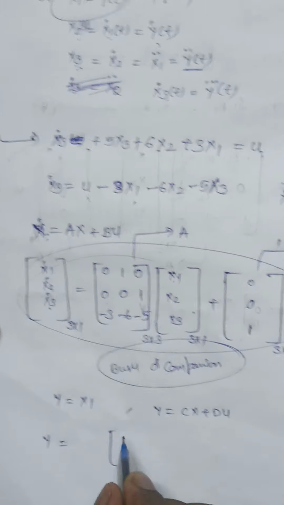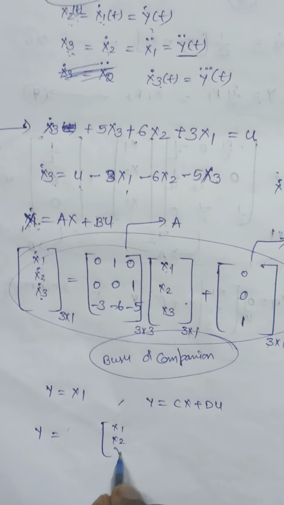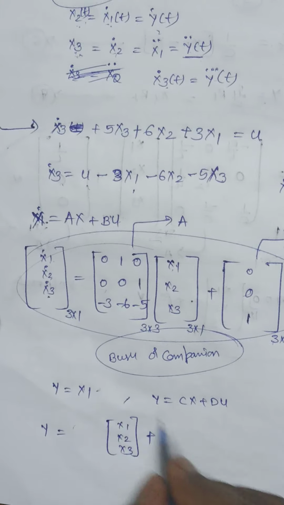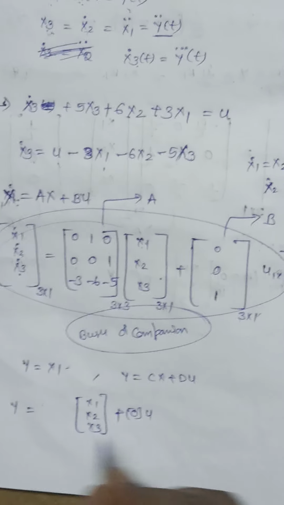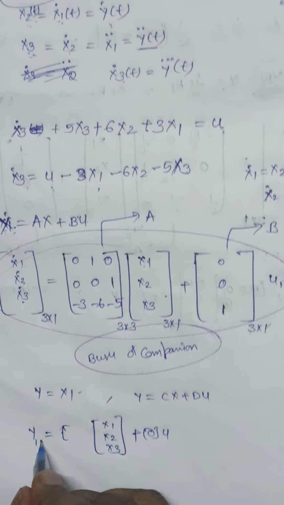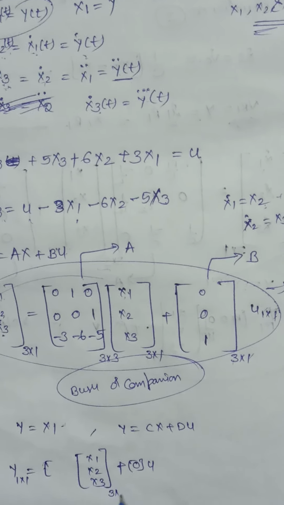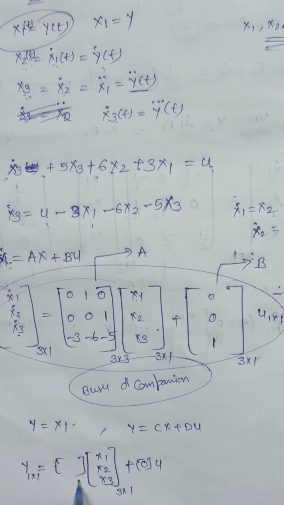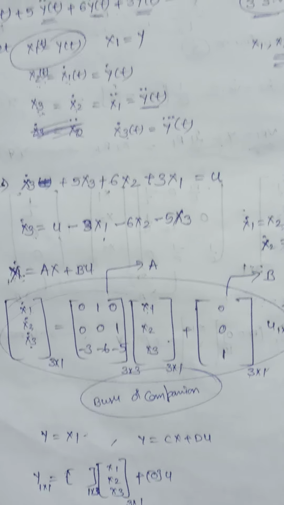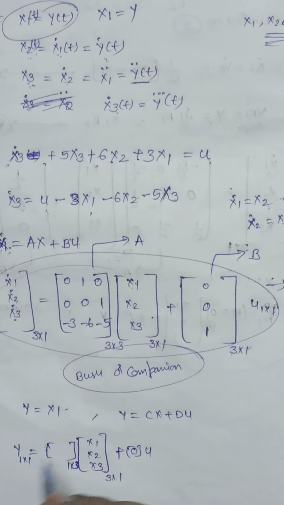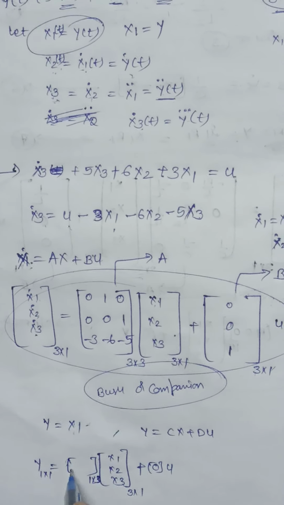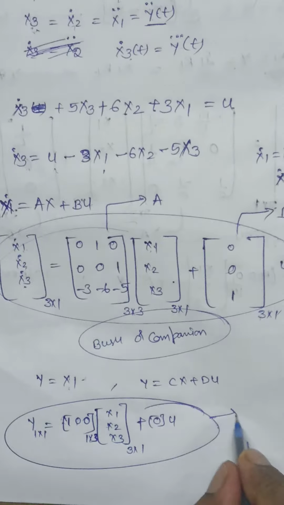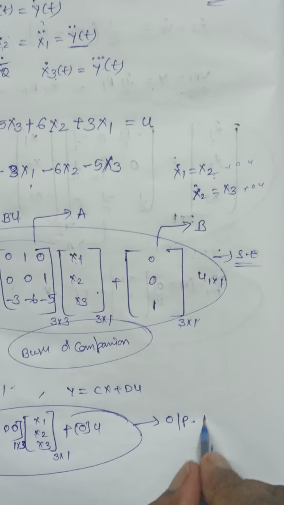I need to write the variables x1, x2, x3, 3 variables are there, plus there is no u term here, so it is 0 into u. The output y is a 1 by 1 matrix and the state vector is 3 by 1, so to get a 1 by 1 matrix, C should be a 1 by 3 matrix, that means 3 columns. So y is equal to the x1 coefficient 1, and the x2 and x3 coefficients 0, 0. This is the output matrix, the output equation.